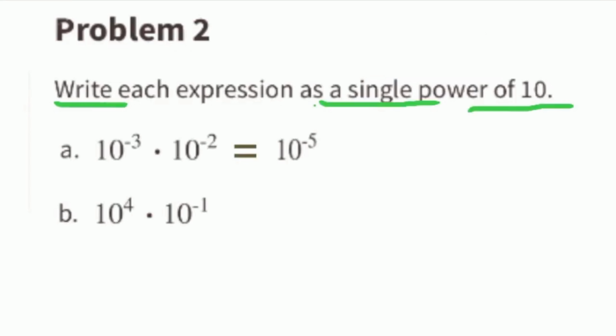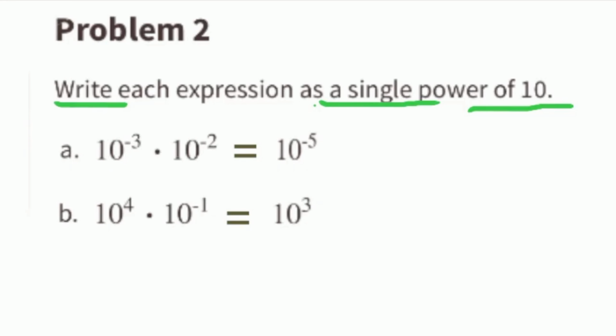B. 10 to the power of 4 times 10 to the power of negative 1. Remember, the quicker way would be to add their exponents. The power of 4 plus the power of negative 1. 4 plus negative 1, or 4 minus 1, equals 3. So 10 to the power of 4 times 10 to the power of negative 1 equals 10 to the power of 3.